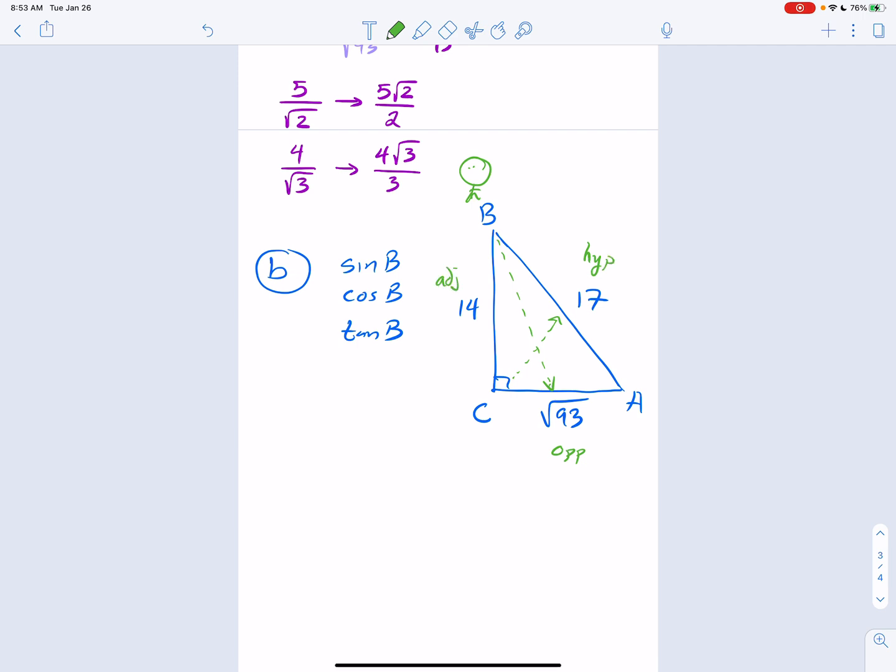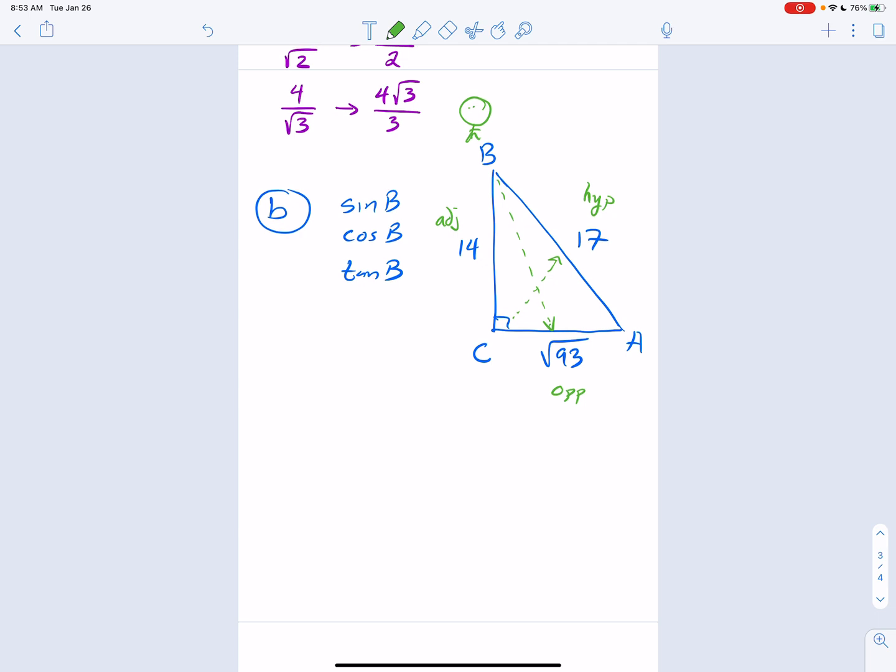Okay? So go ahead and find out what sine B, cosine B, and tangent B is. Press play when you're ready, okay? Take all the time you need.